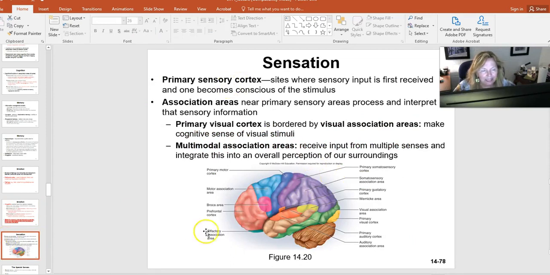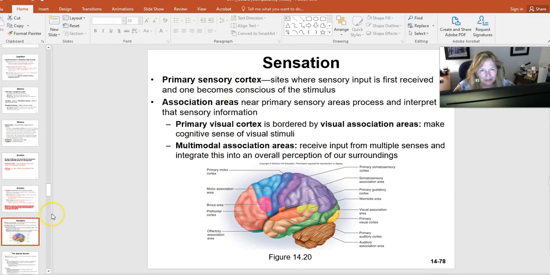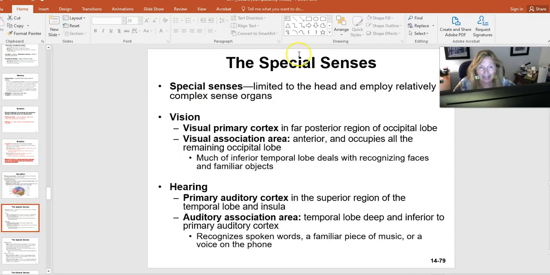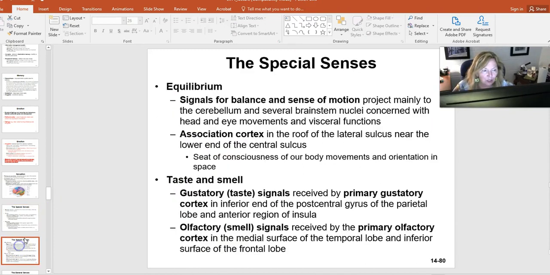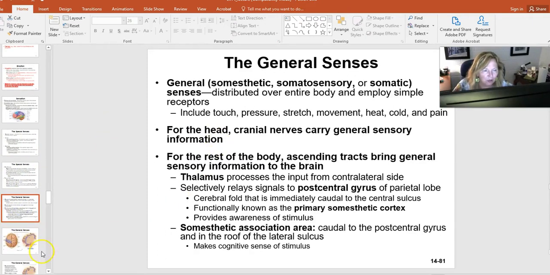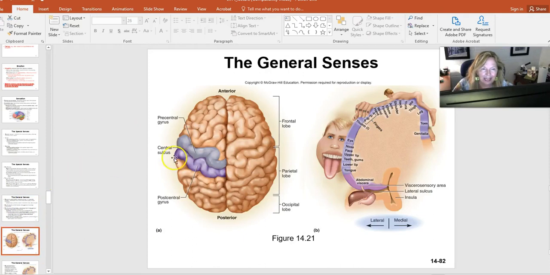Sensation: when we think about sensations, we also usually think about the parietal lobes, and then we have special senses. Special senses are going to be things that we talk about in chapter 16, so we'll take a look at that in just a little bit. We're going to look at vision, hearing, and taste and smell as well in our final chapter of the nervous system.